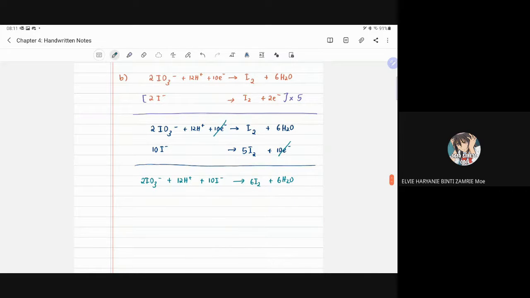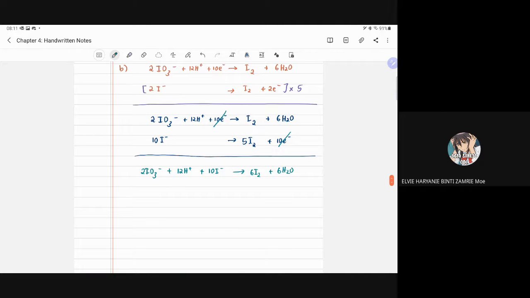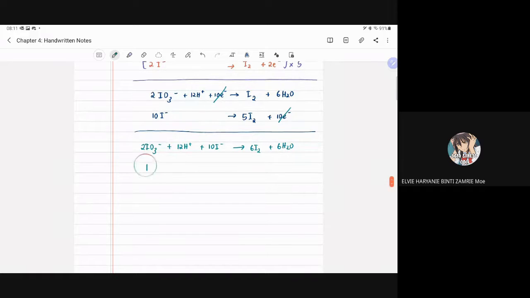Ataupun this one boleh simplify. Semua ada gandaan sepunya. So you will get IO3 minus plus 6H plus 5I minus forming 3I2 plus 3H2O. Okay. Selalunya kita akan simpan as the final answer the most simplified lah. So this is correct. Kita ambil this as a final answer. Okay. Sentiasa kita simplifikan with the simplest ratio that we can get on the equation. Ini adalah apabila kamu bahagikan dengan 3, bahagi dengan 2.